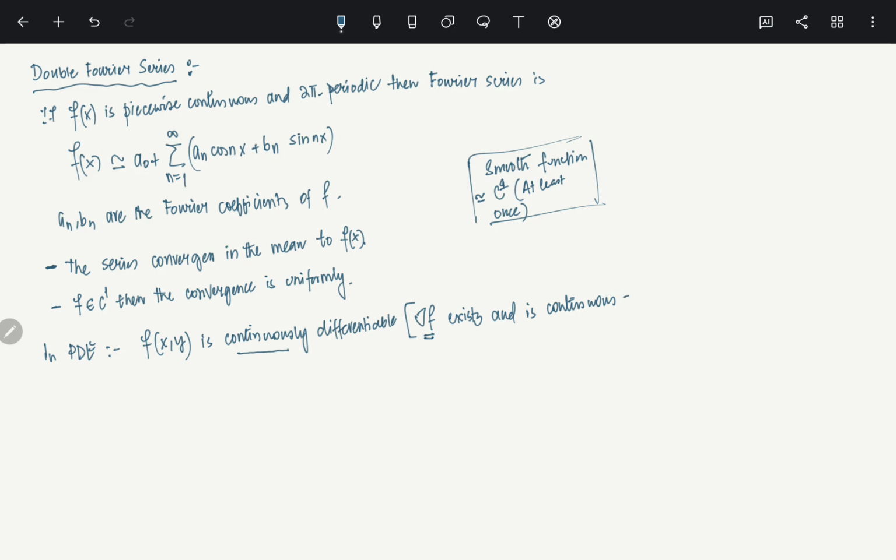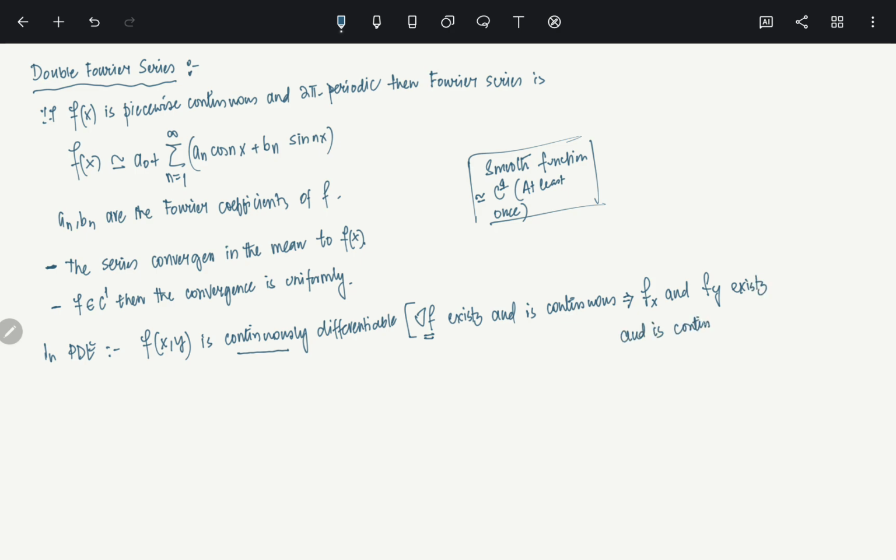Continuously differentiable means the gradient exists and is continuous. And what do I mean by the gradient being continuous? f is a two variable function here, so the gradient is essentially f x and f y. So this says that both partial derivatives, f x and f y, exist and are continuous.